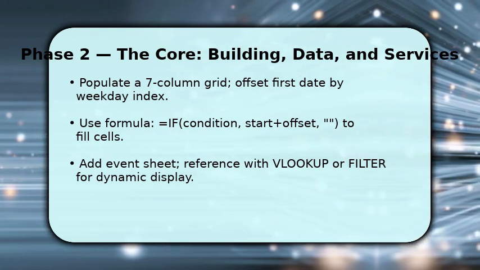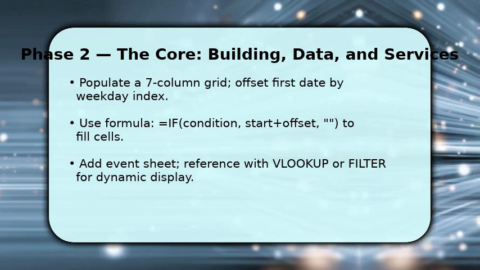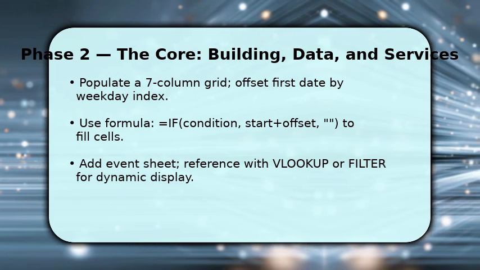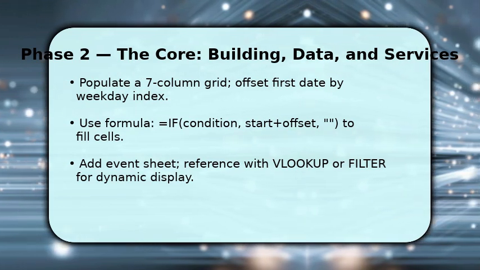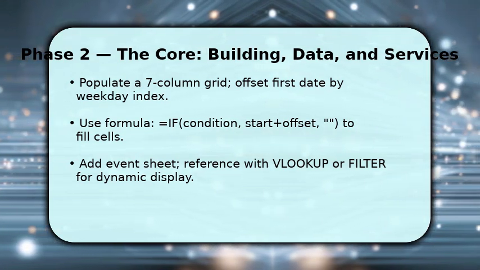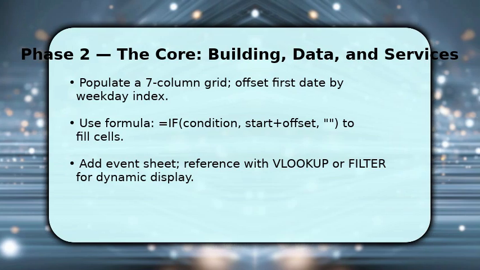Once populated, link a separate events sheet to store titles and times. This keeps the calendar tidy. Then insert FILTER or VLOOKUP formulas to pull event text into day cells. This makes your calendar update automatically when you add or change events.